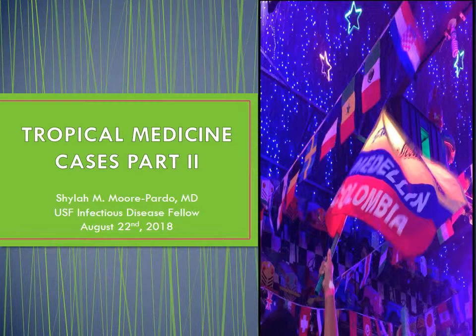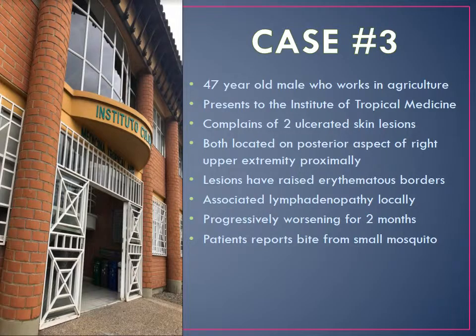Let's start with case number 3. This is the case of a 47-year-old male who works in agriculture. He presented to the Colombian Institute of Tropical Medicine complaining of 2 ulcerated skin lesions which had progressively become worse within the past 2 months.